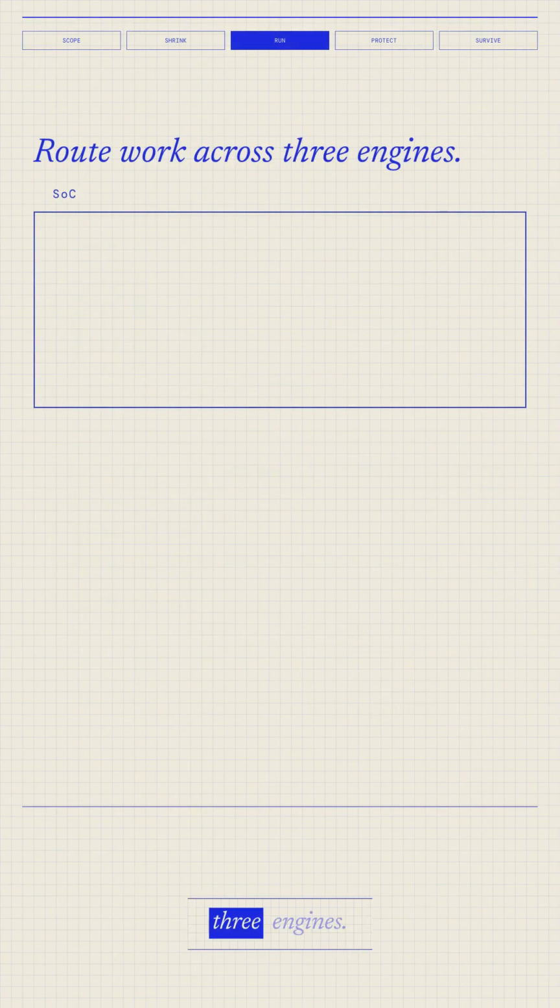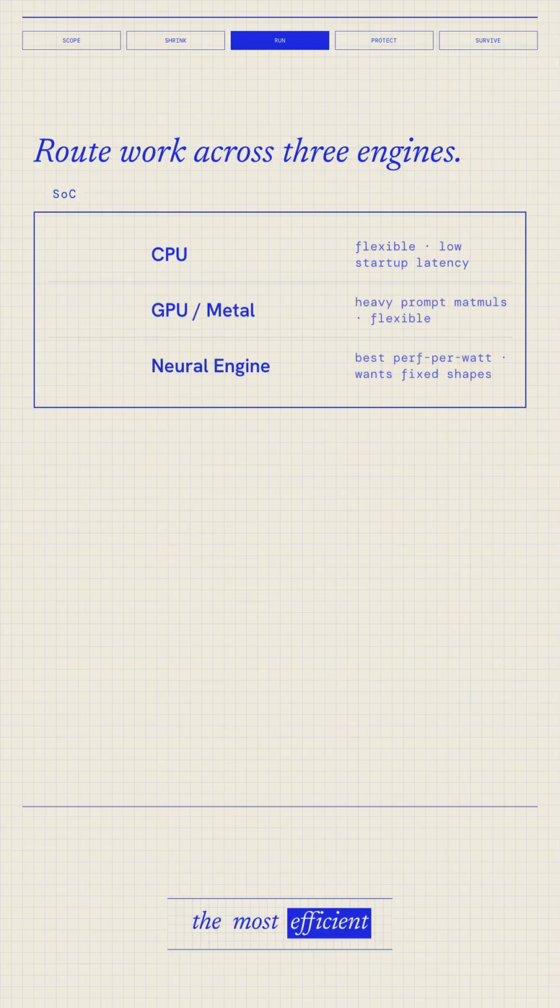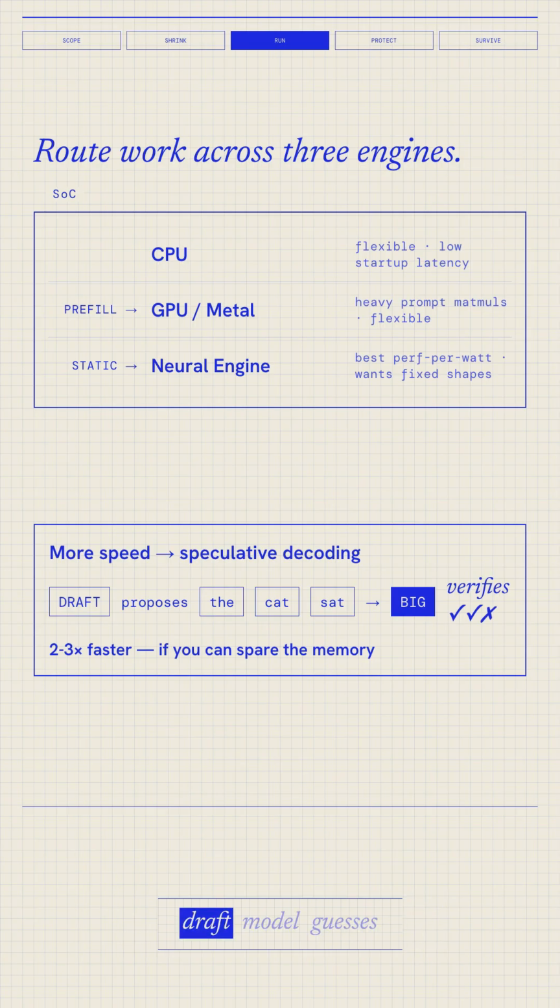Split the work across 3 engines. The neural engine is the most efficient but wants fixed shapes. The GPU is flexible for the heavy prompt matmuls. Prefill on the GPU, keep static parts on the neural engine. For more speed, speculative decoding, a tiny draft model guesses ahead. The big one verifies if you can spare the memory.